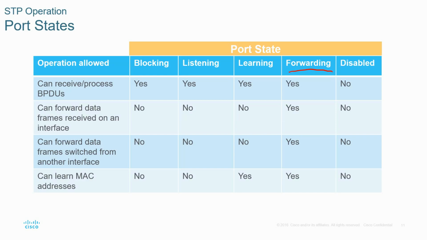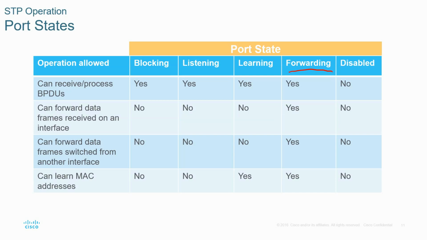In the learning state, it can still receive and process BPDUs, but it also starts to learn MAC addresses. It is still not capable of forwarding frames, but it can start learning MAC addresses, meaning that if it receives a packet, it will save in its MAC address table the MAC address on the port from which the packet came.